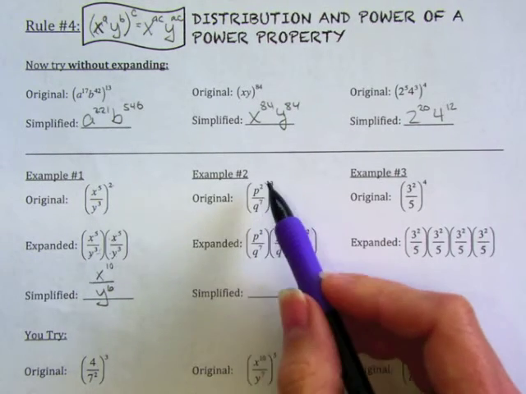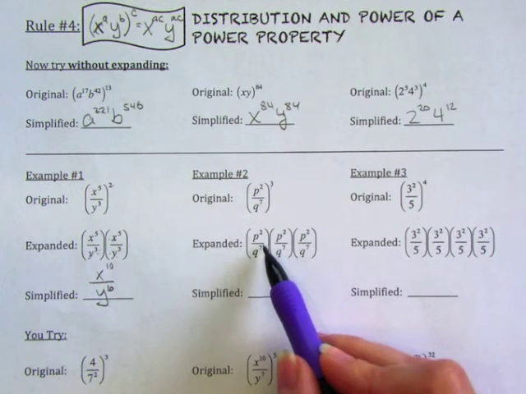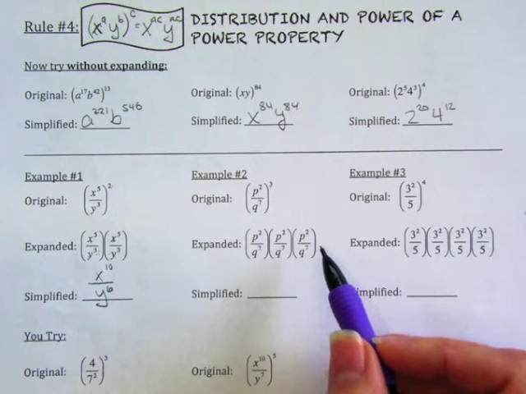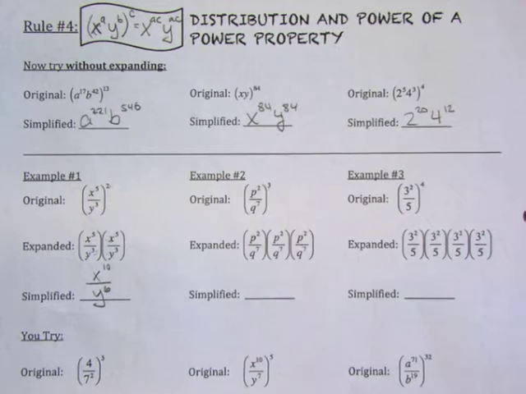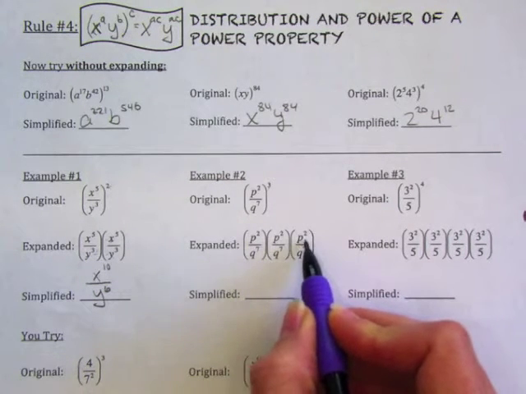Okay, here we go again. Same idea, fraction, but this time to the third power. To the third power says multiply it by itself 3 times.